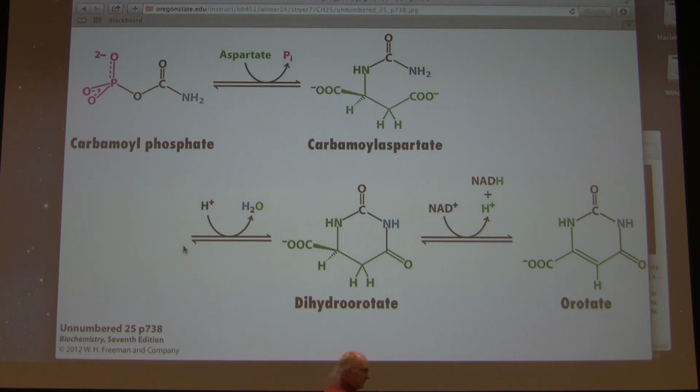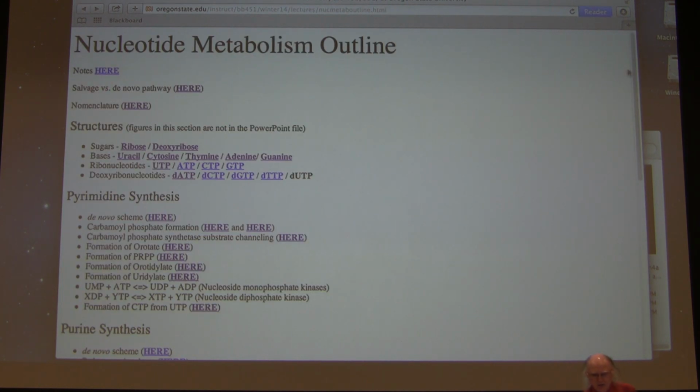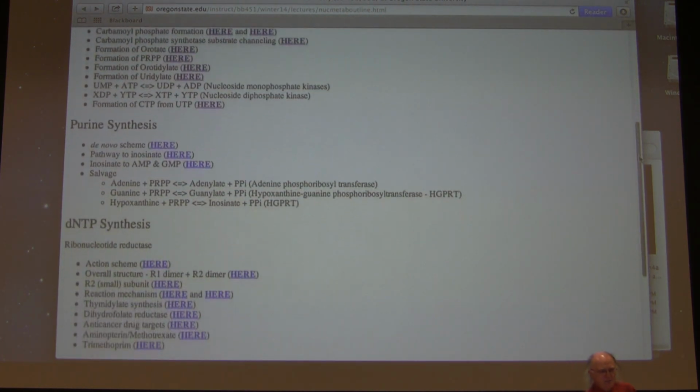Now, we're going to see, when we talk about purines, that there are other things involved in regulating the relative amounts of purines. But this one regulates purine versus pyrimidine. Am I clear on that? Okay. So that's the de novo synthesis of pyrimidines.